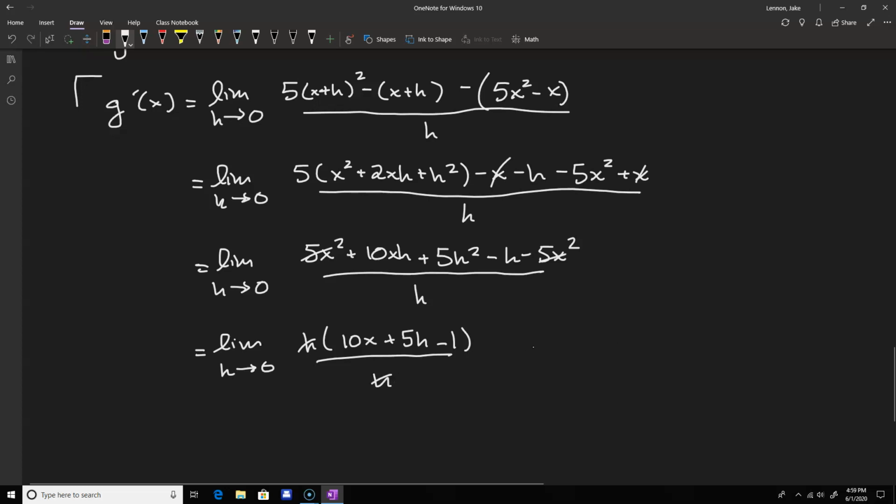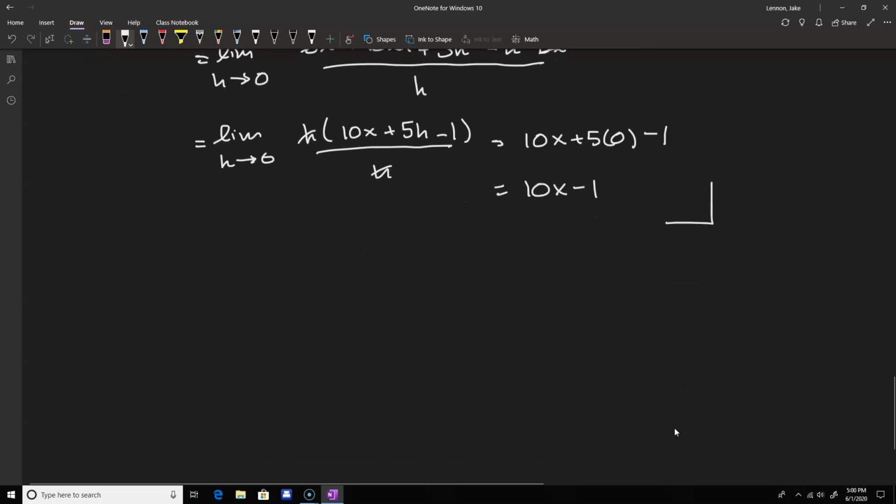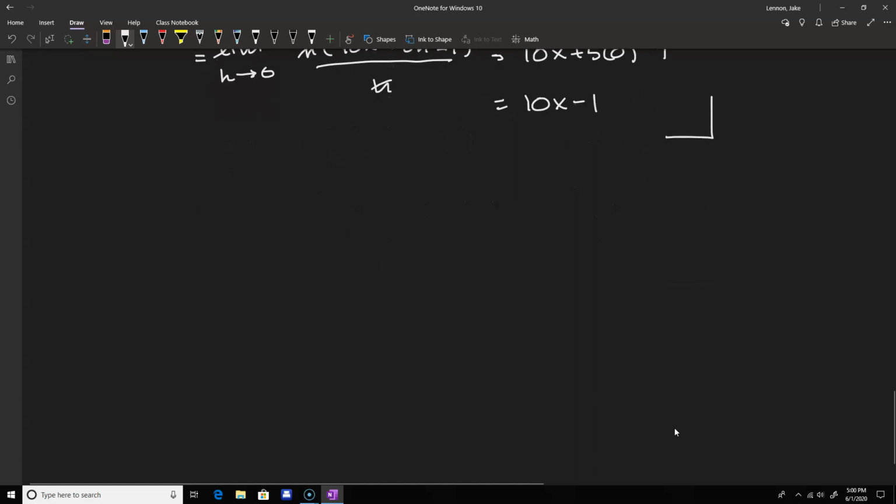So we just now replace the final h by 0 because we've eliminated that problematic h in the denominator. So we end up with just 10x minus 1 as our derivative. So those didn't require any of the excessive tricks. Essentially, you're just plugging things in, expanding, canceling, and then factoring to cancel that h in the denominator. Let's look at a couple more where we incorporate some of the other tricks that we've seen.